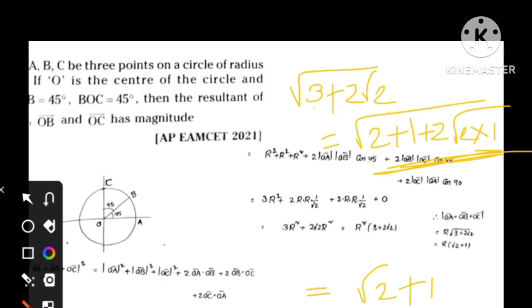Okay. This is root 2 whole square. This is 1 square. So the answer is equal to root 2 plus 1. So r into root 2 plus 1 is the correct answer.